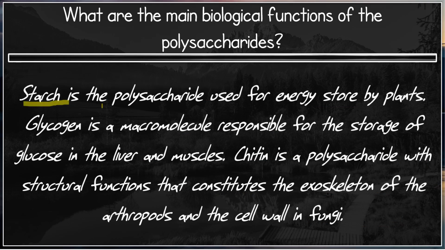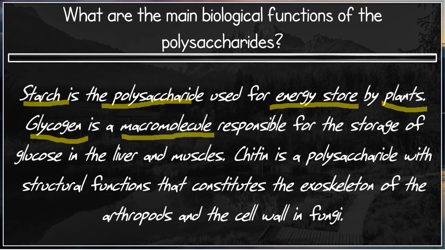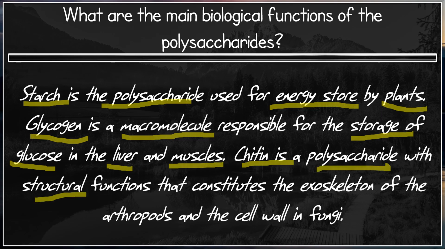Starch is a polysaccharide used for energy storage by plants. Glycogen is a macromolecule responsible for the storage of glucose in the liver and the muscles. Chitin is also a polysaccharide with a structural function that constitutes the exoskeleton of arthropods and the cell wall in fungi.